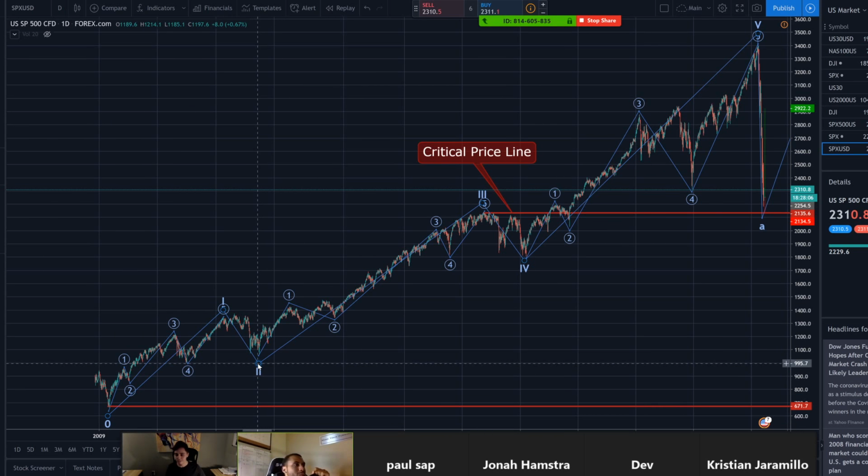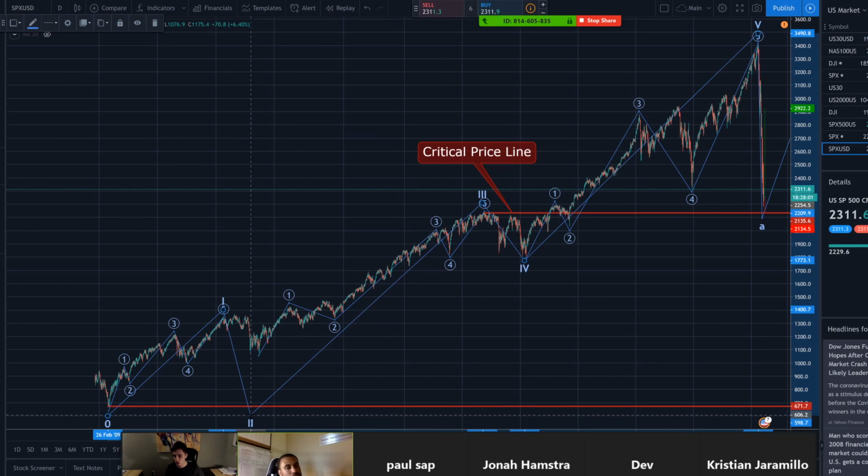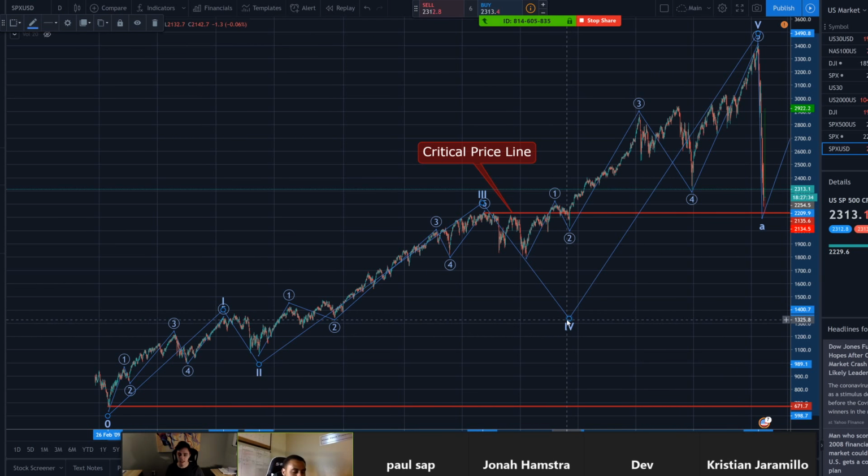So the first rule is that the second wave cannot come below the starting place. So if the two came all the way down here, that would mean this chart is no longer valid. So we're no longer allowed to say that this is a 1-2 wave. The second rule is that the fourth wave, written in Roman numerals here, cannot come below the one wave. So it can't be below here.